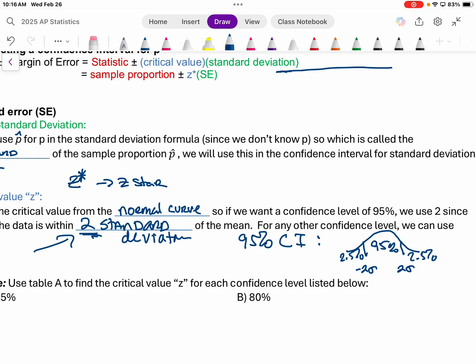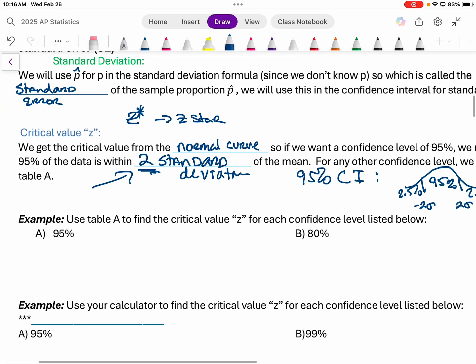So they asked us to use table A to find the critical value for z. Again, here's where I'm going to draw a curve. I've got my 95%, so 95% in the middle, and again there's 2.5% on each side.